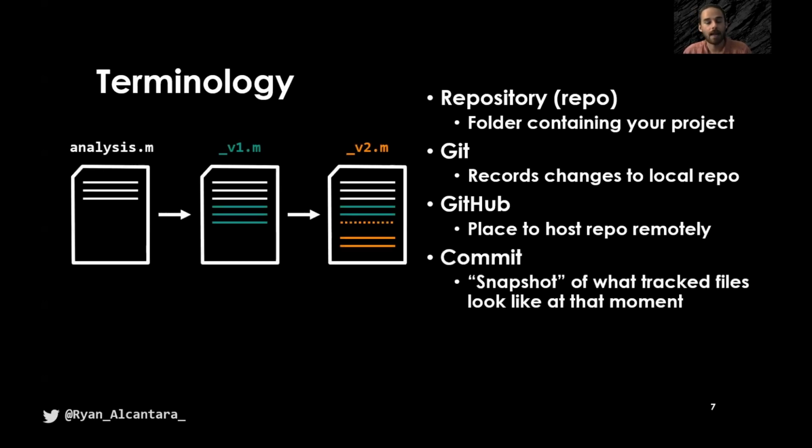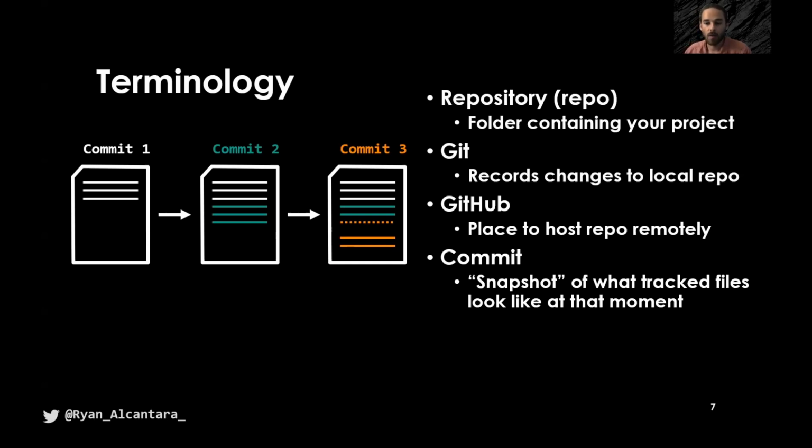Next is what a commit is, or what committing changes is. Essentially, it's taking a snapshot of what the files in your repository look like at a given moment. So if we have our original example here with analysis, version 1 and version 2, in version control terminology, we would call this first file commit number 1, where that file was initially added to the repository or to your project. Then any changes that were recorded would become commit 2 and commit 3 and so on and so forth.